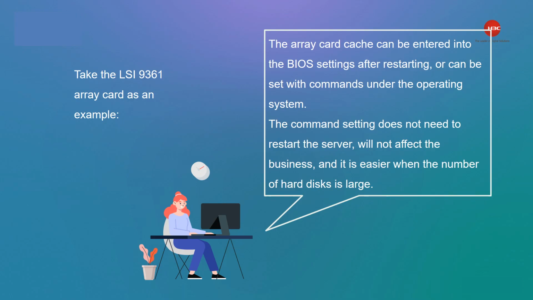After understanding the cache setting strategies of different types of hard disks, let's learn how to set the hard disk cache. Different types of servers and different types of array cards have different methods for setting the cache. Here, we can take the LSI 9361 array card as an example. The array card cache can be set in the BIOS after restarting, or with commands under the operating system. The command setting doesn't need to restart the server, will not affect the business, and is easier when the number of hard disks is large.